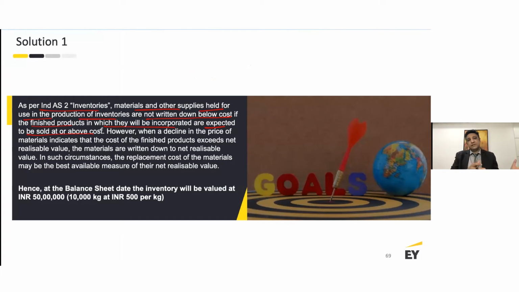So it really comes with the same thought process that we just discussed. However, when a decline in the price of raw materials indicates that the cost of finished products exceeds net realizable value, then the materials are also written down to net realizable value. And in the given scenario, replacement cost of the material may be the best available measure for the net realizable value. All right, which means that my balance sheet must report the inventory at 50 lakh rupees, which is 10,000 into 500. All right.